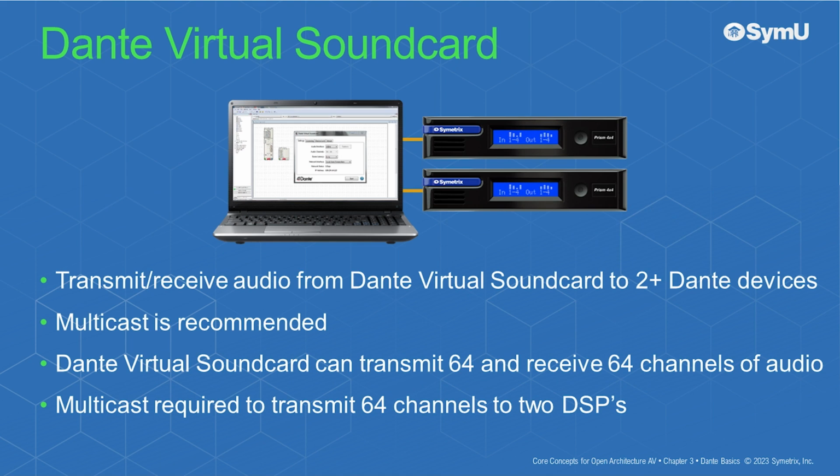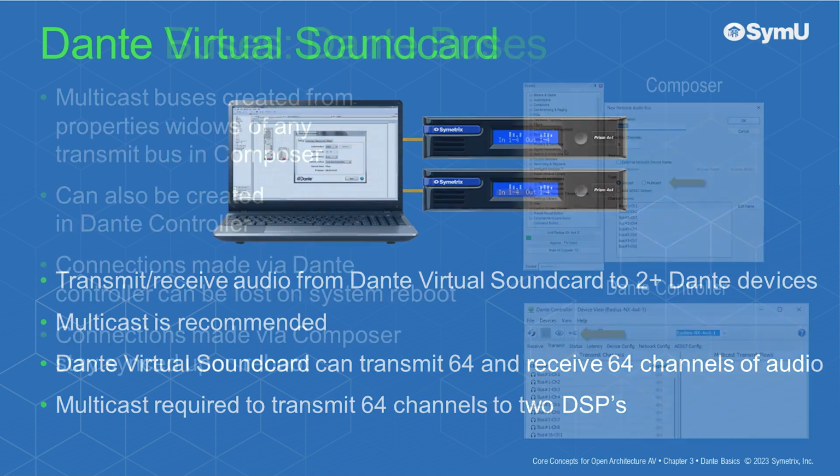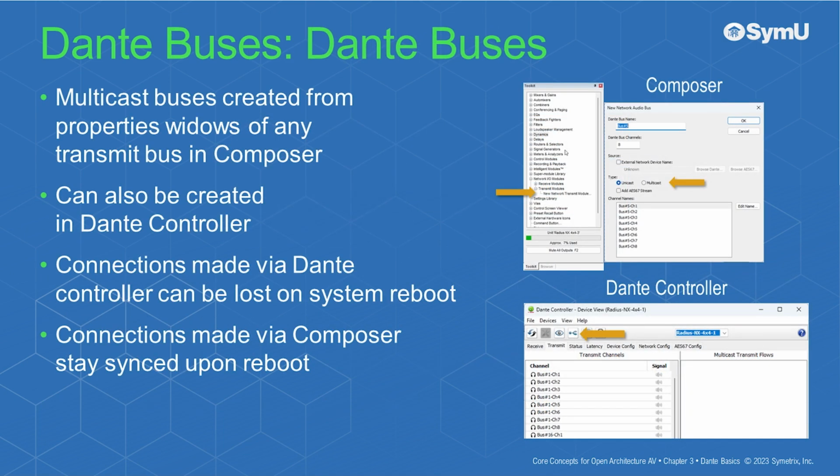When transmitting or receiving audio from Dante Virtual Soundcard to 2 or more Dante devices, it is recommended that multicast is used. Dante Virtual Soundcard can transmit 64 and receive 64 channels of audio. To transmit 64 channels to 2 DSPs, multicast is required. Multicast buses can be created from the properties window of any transmit bus in Composer. They can also be created in Dante Controller.